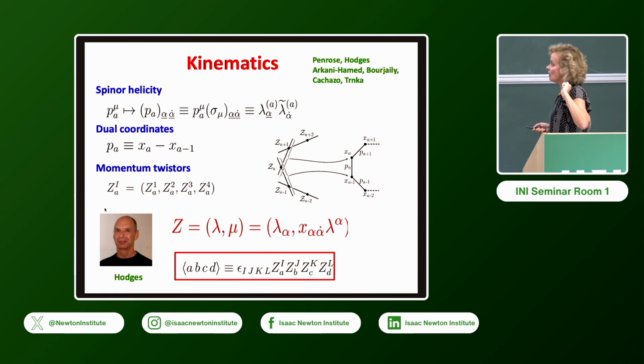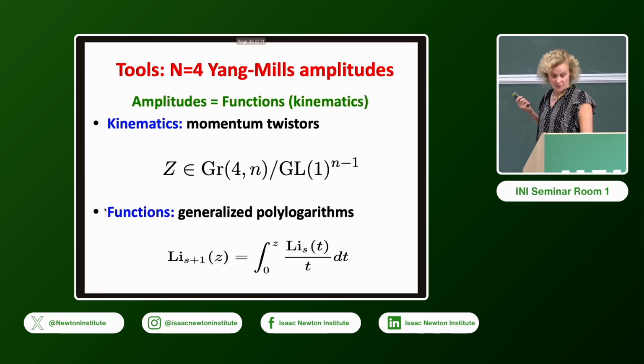So Z, the coordinates: A, B, C, D label the particles 1, 2, 3, 4, for example. And this is just a P3 index, so 1, 2, 3, 4. And these Z's are functions on this Grassmannian GR4n. So the second thing I need to explain to you, so that's the variables. Instead of momentum, you have these brackets all over the place. And then you have the functions.